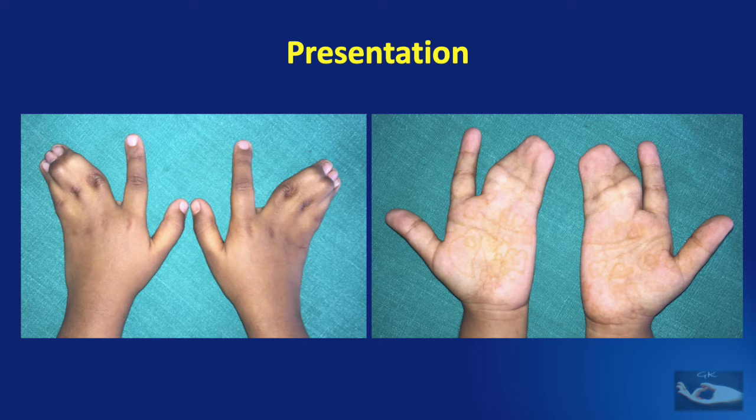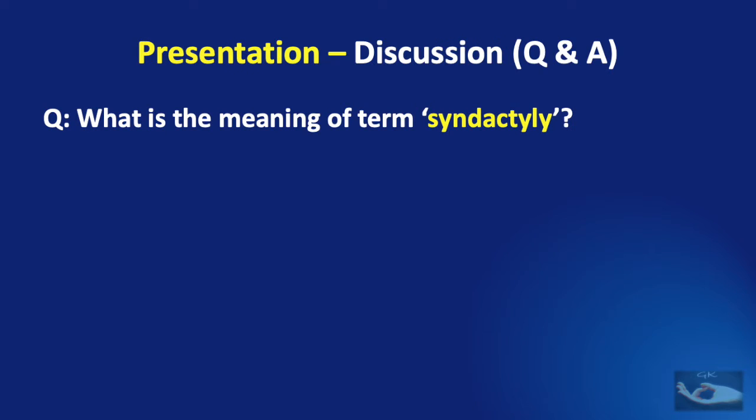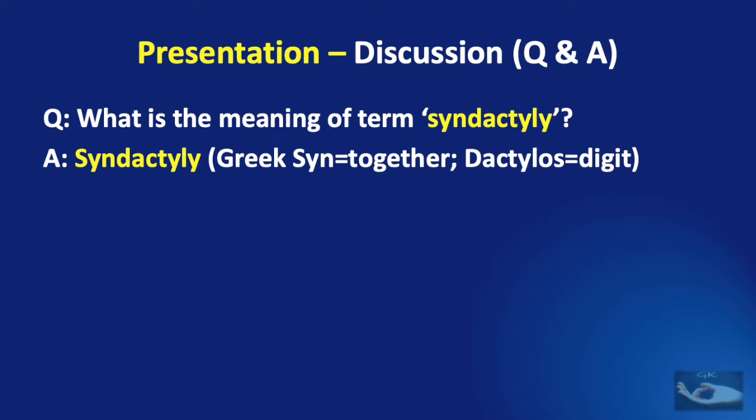So just by looking at the hands, we can make a diagnosis of congenital syndactyly. But there is more to it, and we shall see all the details. What is the meaning of the term syndactyly? Syndactyly is a word derived from Greek, where syn means together and dactylos refers to digit, which could be finger or toe.